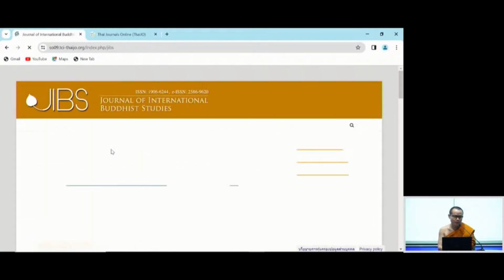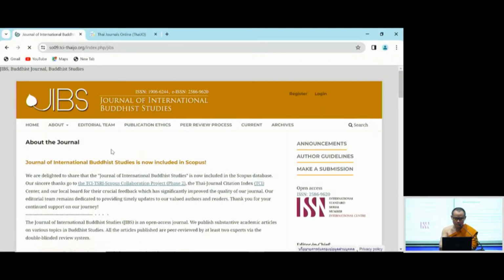Before this, we were indexed in TCI 2, and now we are indexed in Scopus.